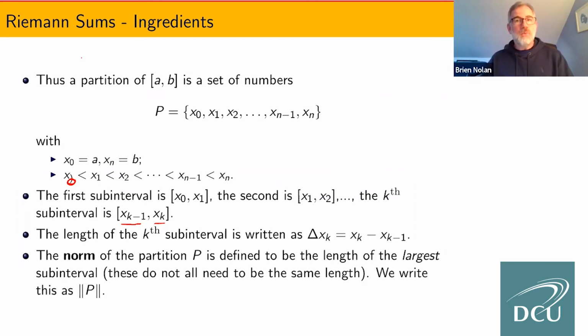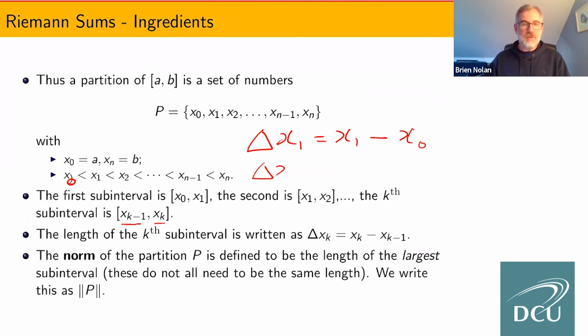Part of the discussion will involve the length of each of these subintervals. Well, we can determine that by straightforward subtraction. So the length of the first interval, we call that delta x1, and that will be simply the distance from x0 to x1. The length of the second subinterval, we'll use the label delta x2 to describe that, and that will be x2 minus x1. So we're simply measuring the distance between successive points of the partition.